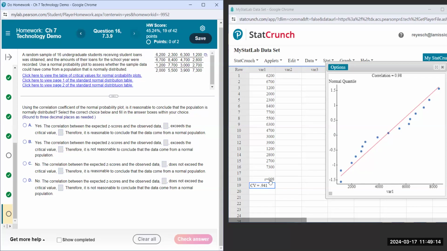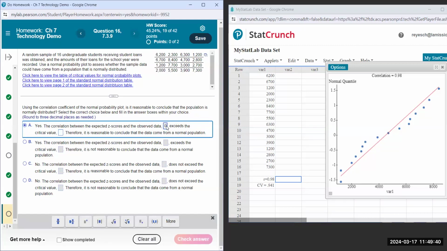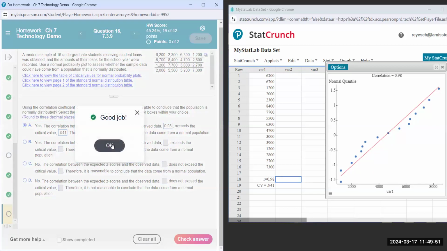Okay, my 0.98, I forgot my decimal point there, is higher again than this cutoff of 0.941. So yeah, it's normal enough. It might not be perfectly normal, but normal enough where I can still use the normal curve to find probabilities. So again, from yes, therefore it is reasonable. So yeah, because it exceeds, it's reasonable to continue with our study. So this time my R value was 0.98. This time the cutoff is still the same, 0.941. You can put a 0 in front. Sometimes I do. Sometimes I just skip that. That's okay.